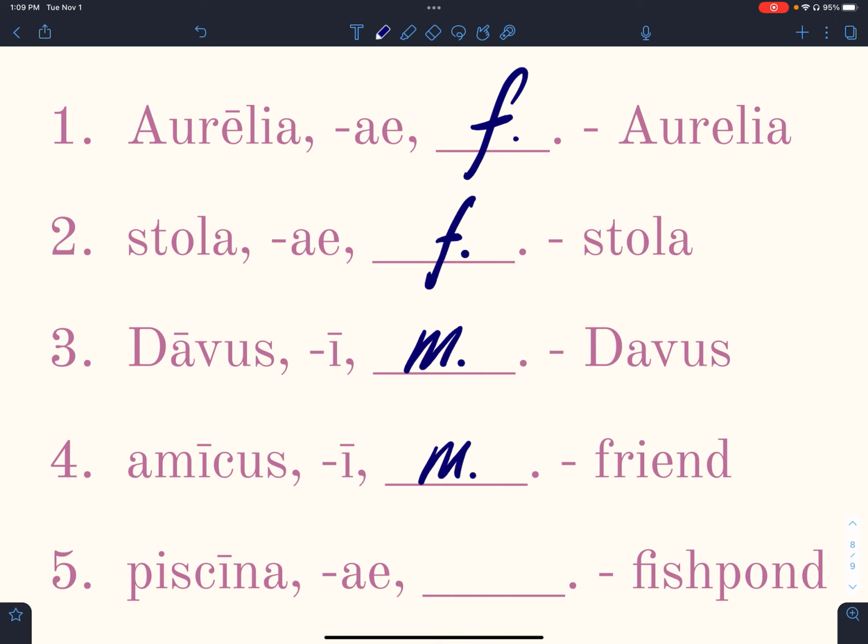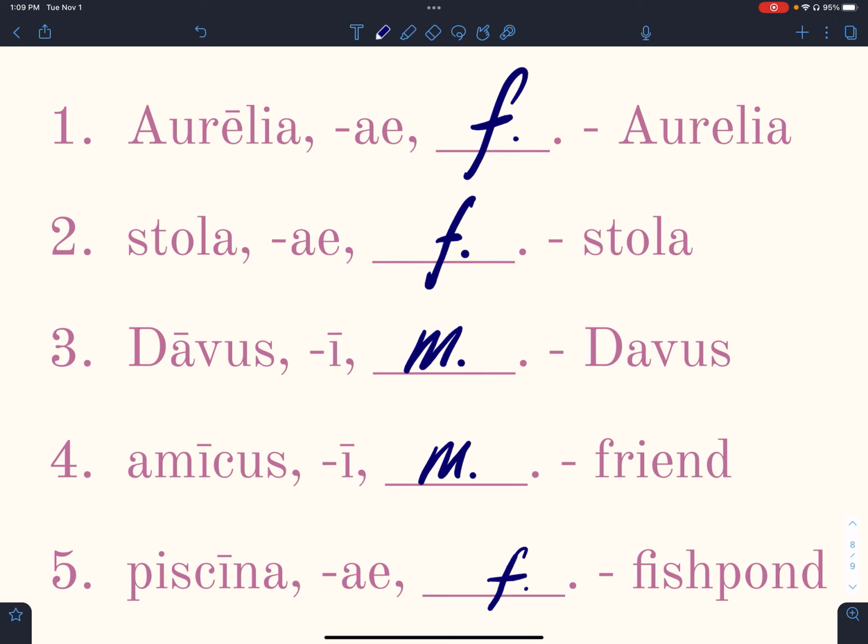Okay, number 5. Piscina, piscinae. Now we're following the pattern here. Aurelia, Aurelii. Stola, stolae. Piscina, piscinae. What gender should we assign the word for fish pond, Alice? Feminine, good. But the fish pond is not a girl. Just remember that. The fish pond is not a girl.